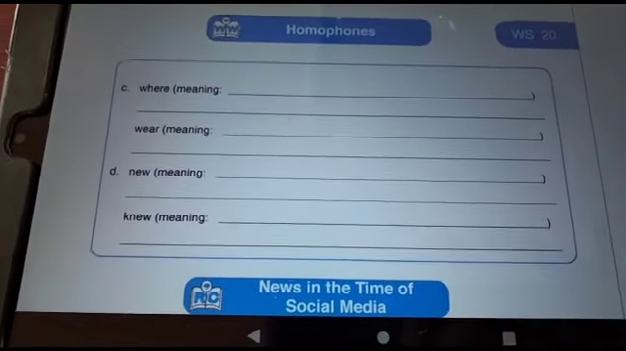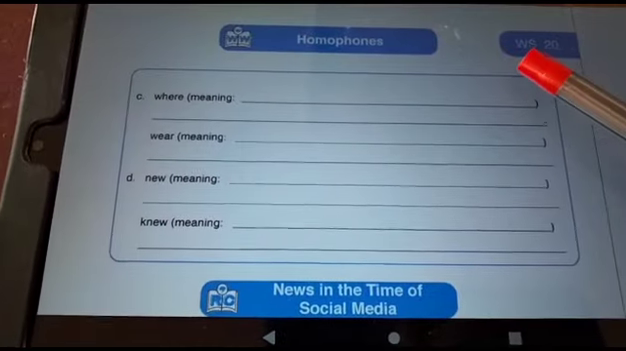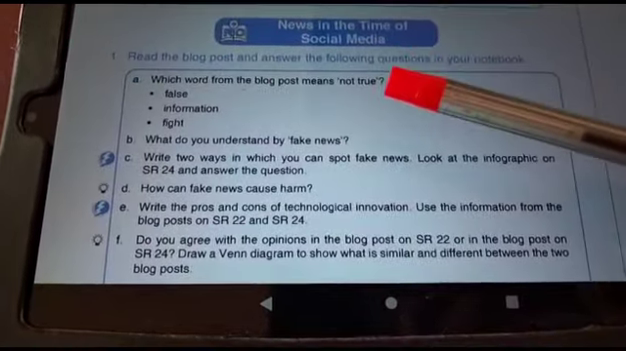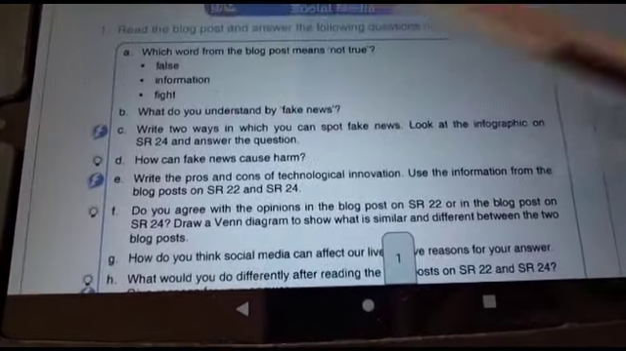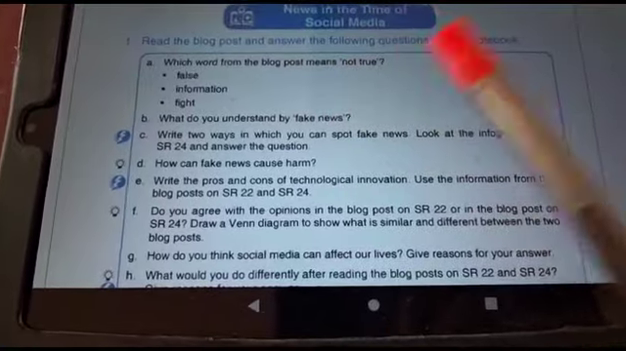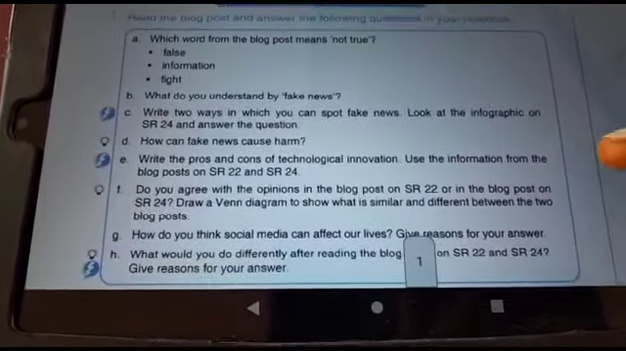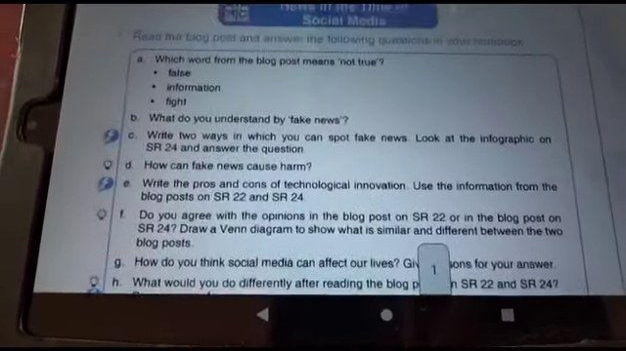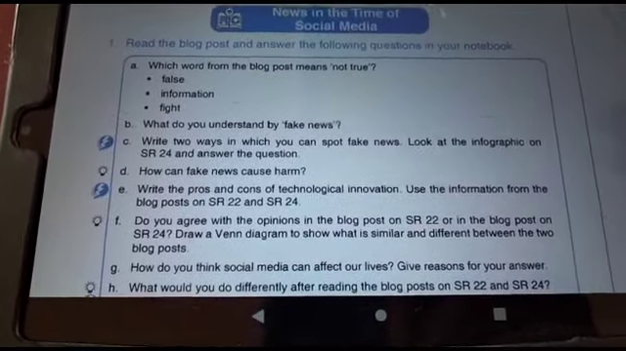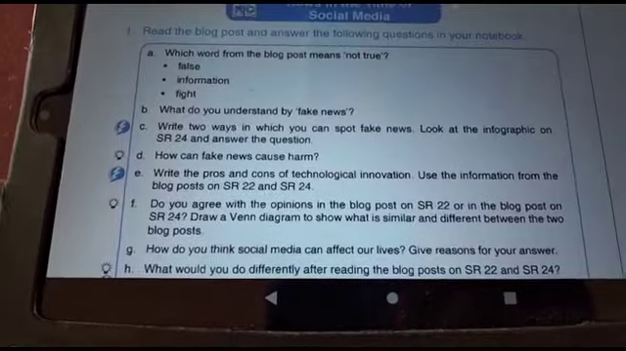So we already know that your today's homework is to take your worksheet 20, News in the Time of Social Media. Okay. So question number 1, read the blog post and answer the following questions in your notebook. In this unit we read only a blog post. It is about the pros and cons of mobile phones.